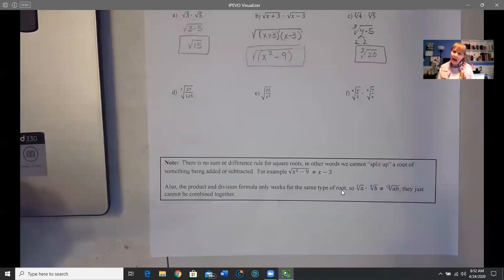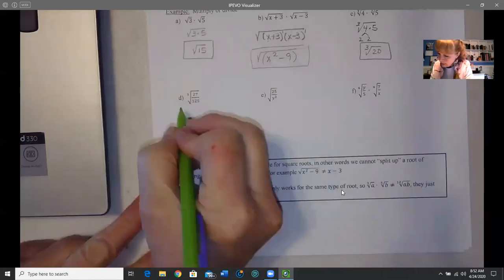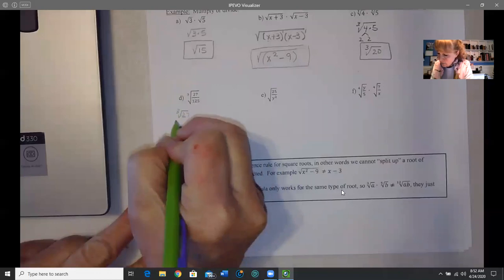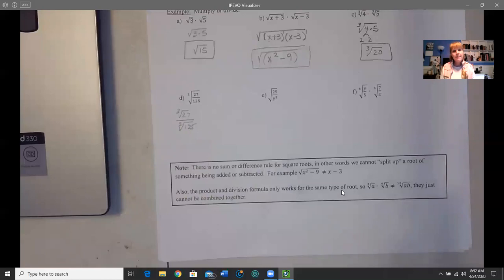Well, you cannot reduce a 27 on a 125. There's nothing that goes into them that's in common. So I'm going to use that definition. In order to simplify this, I am going to separate them, and I will look for 3 of anything in both of those numbers. Let's talk about the 27.